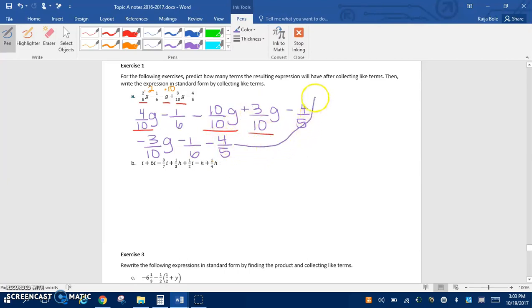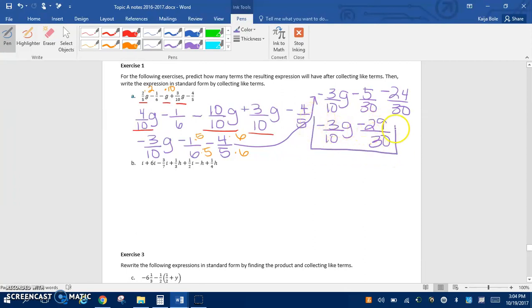So I'm going to go on up here. So we have negative 3/10g. Now common denominator here is going to have to be 30. So that means we're going to multiply the first one by 5 and the second one by 6. So that means we would have minus 5/30 minus 24/30. So if we combine again, we still have our negative 3/10g. Then negative 5 minus 24 gives us a minus 29/30. Right? And this is our final answer.